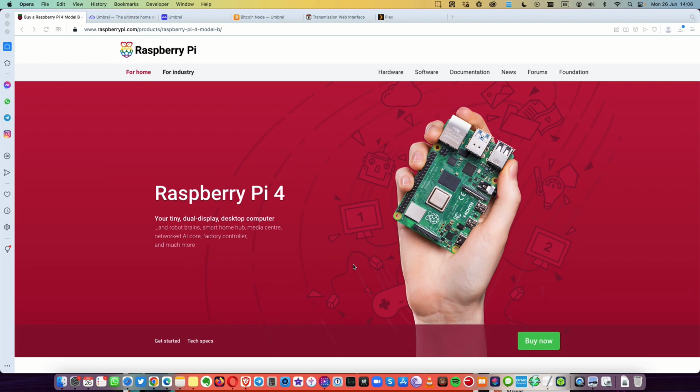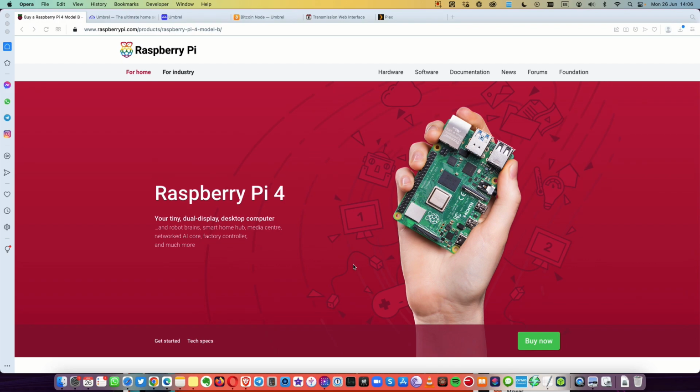Let's start with the Raspberry Pi 4 advantages. It's cost effective, energy efficient and compact. This makes it an excellent choice for those who want to support the Bitcoin network without breaking the bank. Actually, now the prices should be around 100 euro, but they are around 200 euro now.